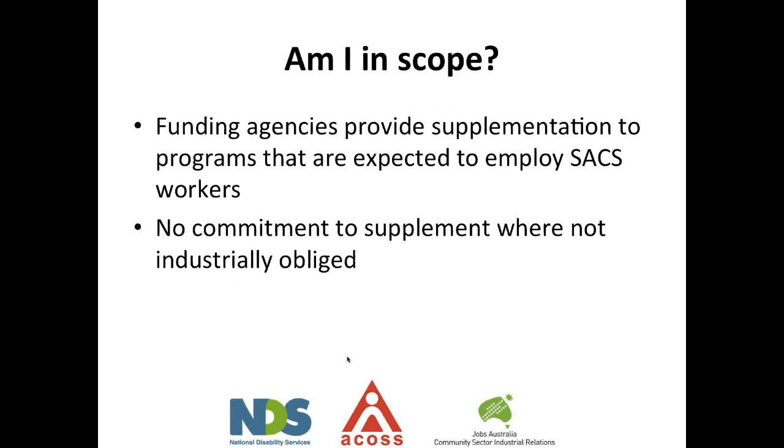So in terms of what is in scope, funding agencies are only required to provide supplementation to programs that are expected to employ SACS workers, and there's no commitment to supplement where they're industrially not obliged to. So if you're not expected to employ SACS workers, if those workers are perhaps home care, then you'll find that you're not going to get that supplementation for that program.